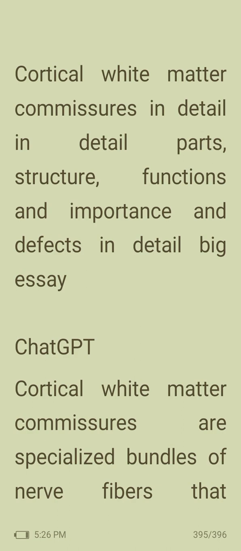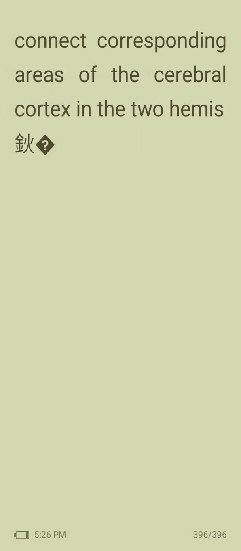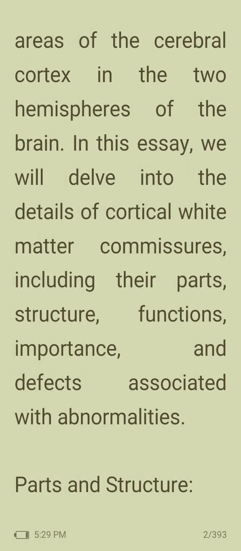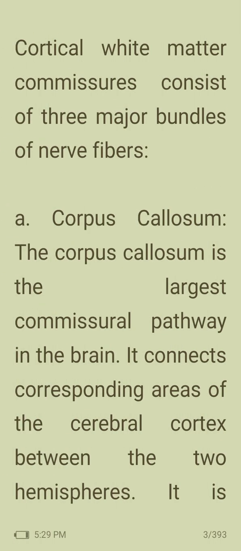Cortical white matter commissures are specialized bundles of nerve fibers that connect corresponding areas of the cerebral cortex in the two hemispheres of the brain. Some parts and structure. Corpus callosum.